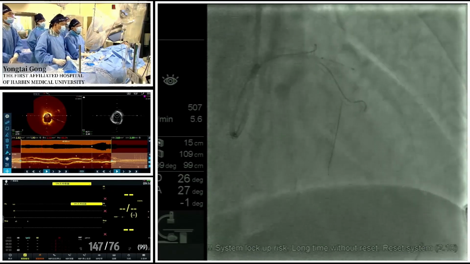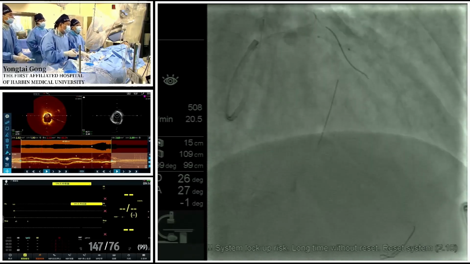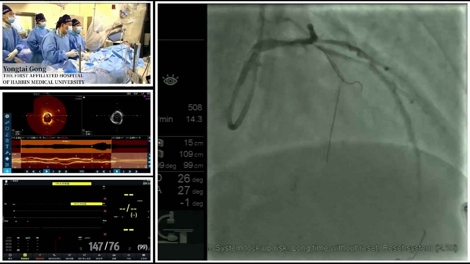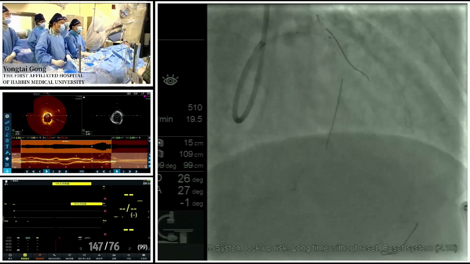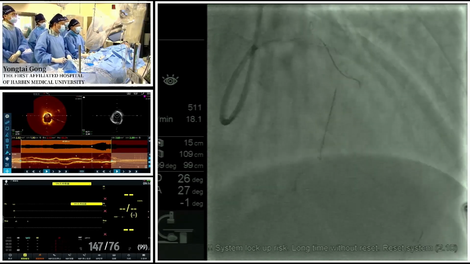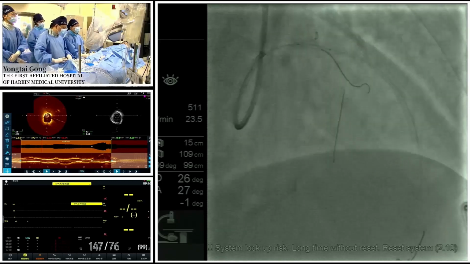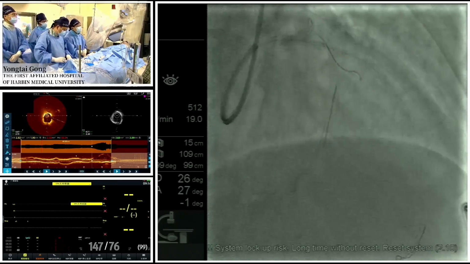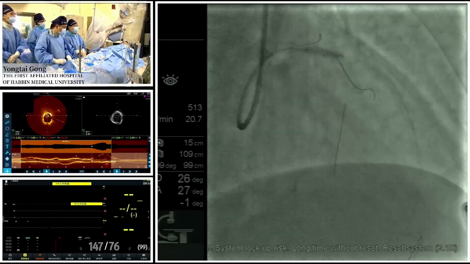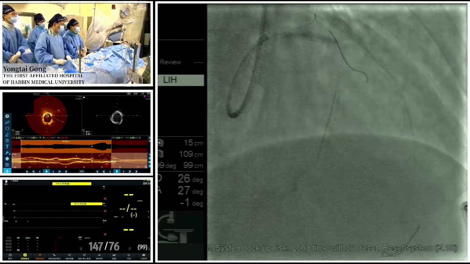Yeah, I think you are right, because provisional stenting is the preferred strategy. So right now, Dr. Gong is trying to pass the IVL catheter through the lesion, right? Yes, now we use a 3.5 IVL balloon to pre-treat the calcification lesion.